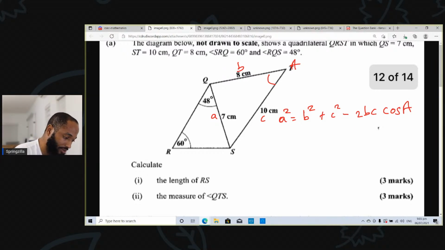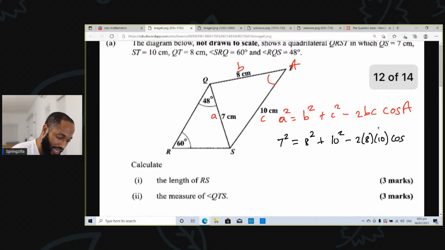So if I have it wrong, anybody can let me know. So this is 7 squared is equal to 8 squared plus 10 squared minus 2 by 8 by 10 cos of the angle that we're trying to find, which in this case is T.